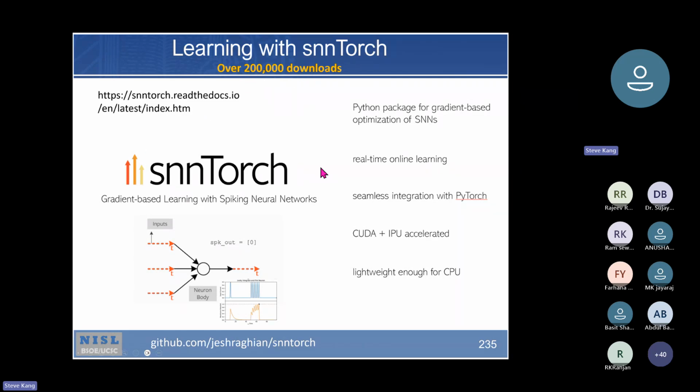It's very popular. It's a Python package for gradient-based optimization of spiking neural networks, with real-time online learning and seamless integration with PyTorch. It is CUDA and IPU accelerated, and lightweight enough for CPU. It handles spikes coming in, processes them, and produces output based on the integrate-and-fire neuron model. So if you want to experiment, this is a site where you can freely download this software.